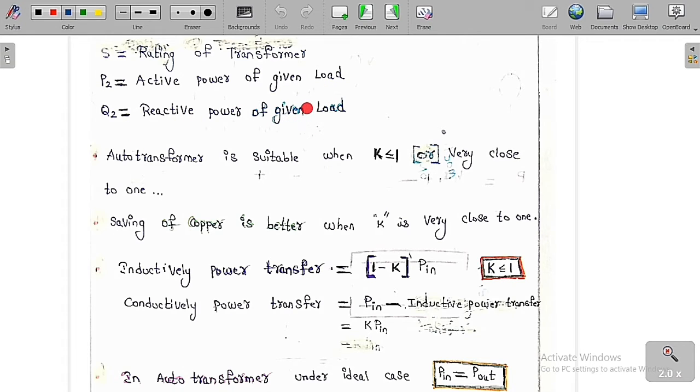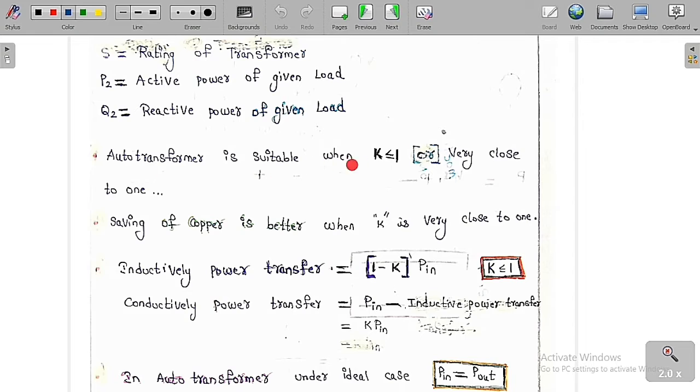I have already told these important points. So the percentage of voltage drop is equal to percentage of VR into P2 by S plus percentage of Vx into Q2 by S, where S is called the rating of the transformer, P2 is called the active power of the given load, and Q2 is called the reactive power of the given load.